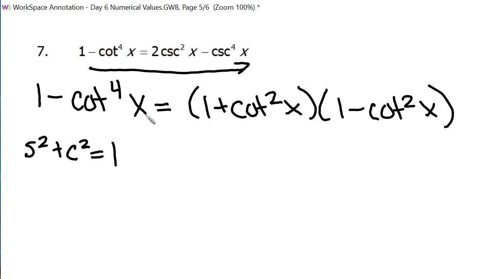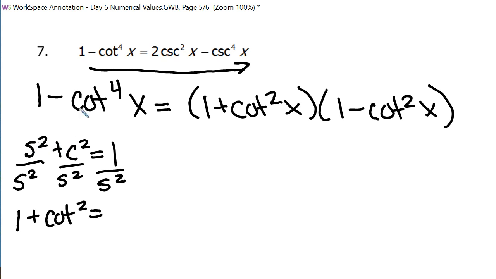So if I have cotangent squared, what do I have to divide by? Sine squared. So sine squared divided by sine squared would be 1. Cosine squared divided by sine squared would be cotangent squared, and 1 over sine squared would be cosecant squared. So back to my proof, instead of 1 plus cotangent squared, I could replace that with what? Cosecant squared.